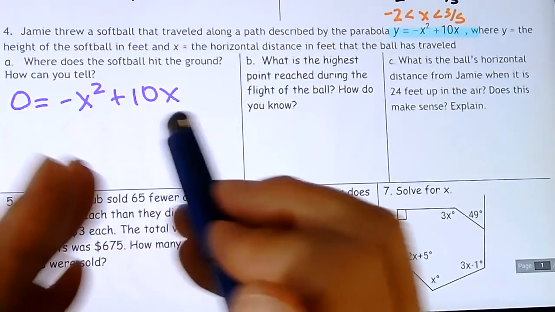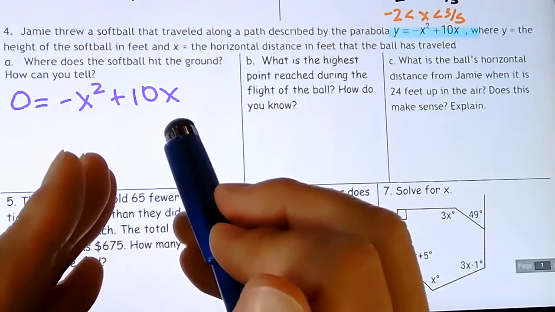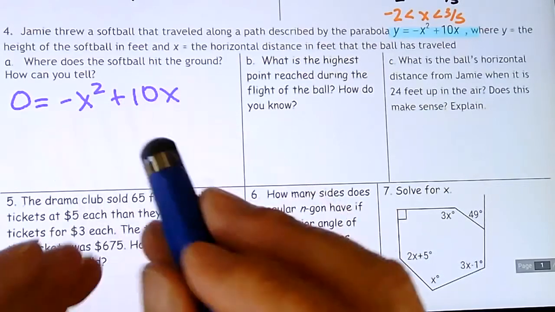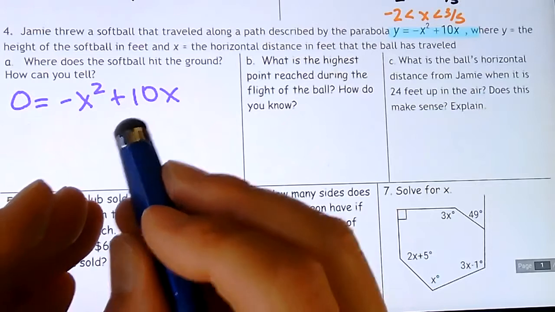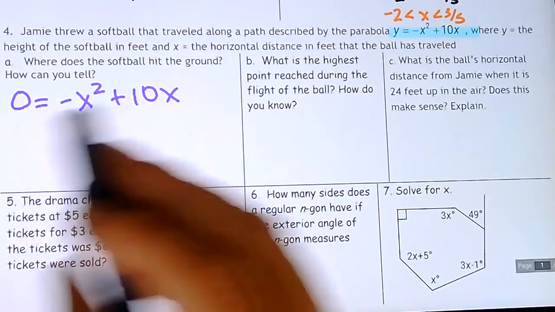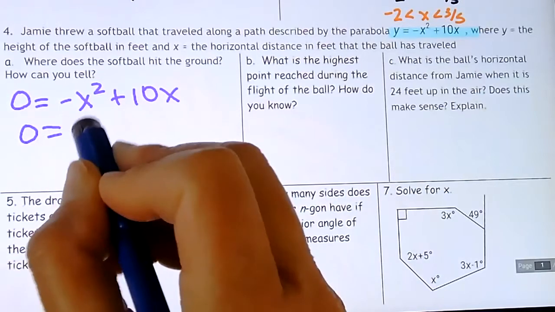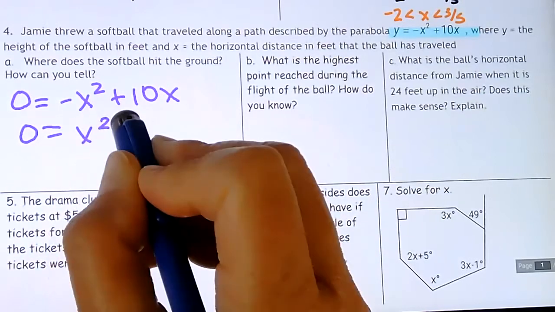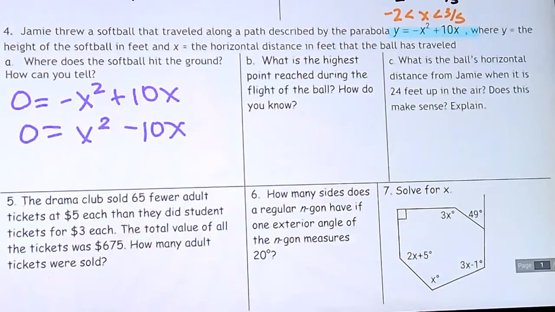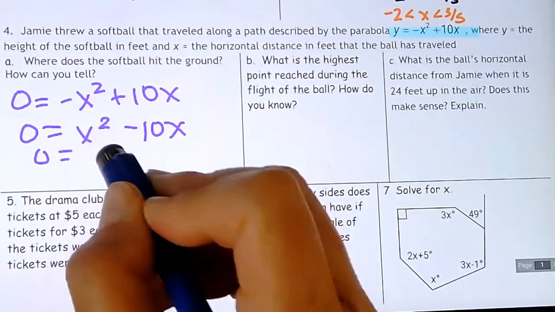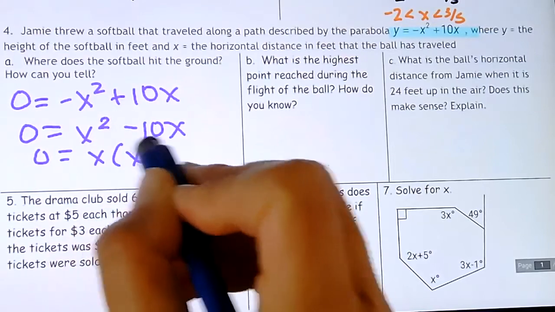Okay, what do they both have in common? An x. And I don't like to have a negative here. So you can do one of two things. You can either factor out the negative x, or you can multiply everything by a negative so that 0 times the negative is still 0. This would become a positive x squared. This would become a negative 10x. Now we can factor out our x, I apologize. And we get an x minus 10.